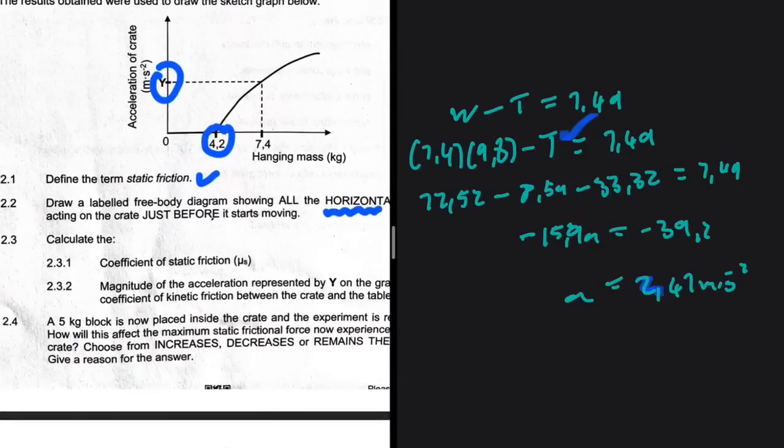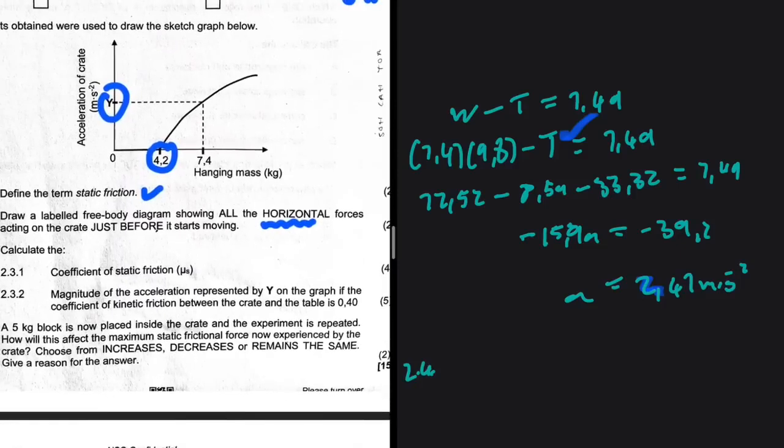And here's the question for you, 2.4. A 5 kg block is now placed inside the crate and the experiment is repeated. How will this affect the maximum static frictional force now experienced by the crate? Choose from increases, decreases, or remains the same. Give a reason for your answer. So what is your answer to 2.4, and why are you saying so? Apart from that, let me know which question you want me to do next. Here we go.